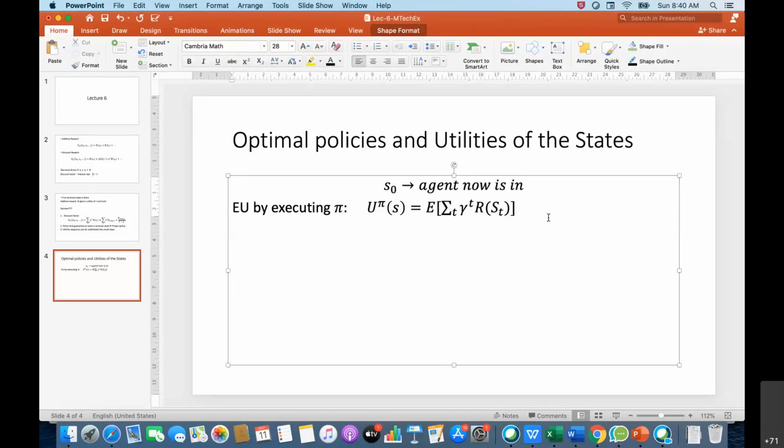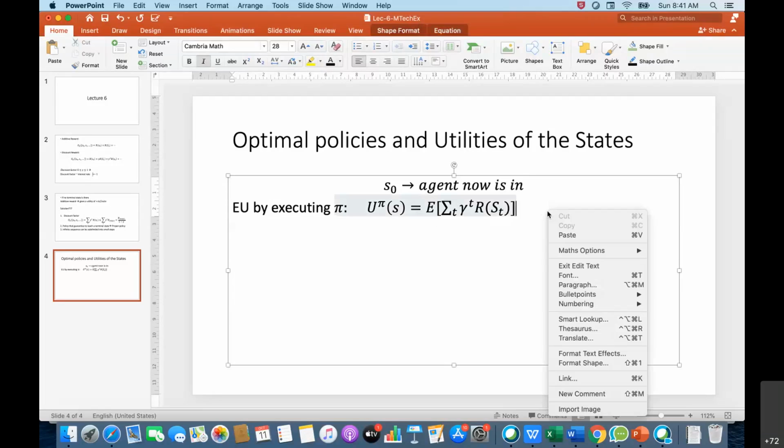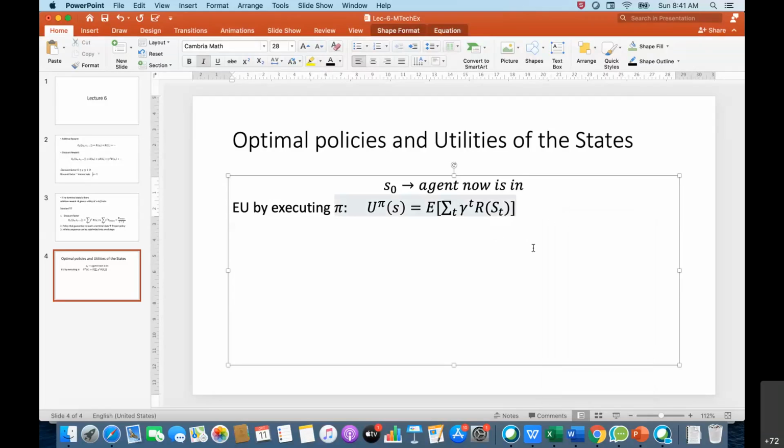The state sequence is determined by S and pi. Now, once we have the optimal policy, how does it change? How can we represent what the optimal policy is?